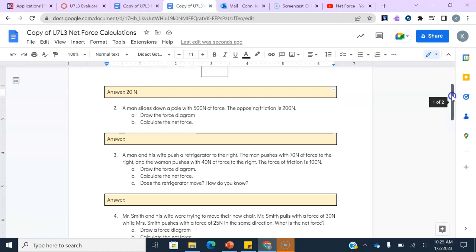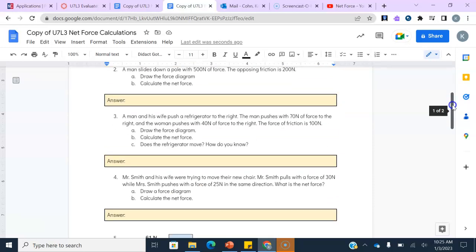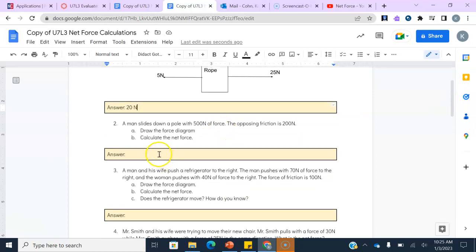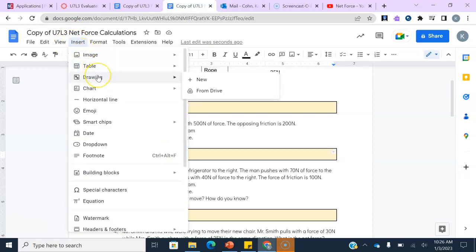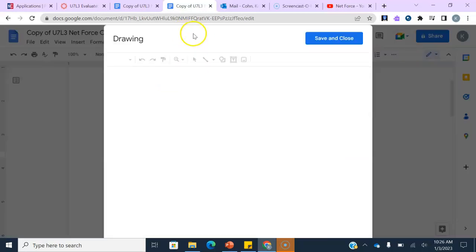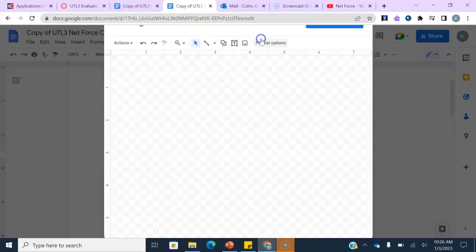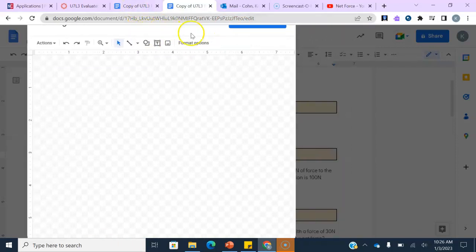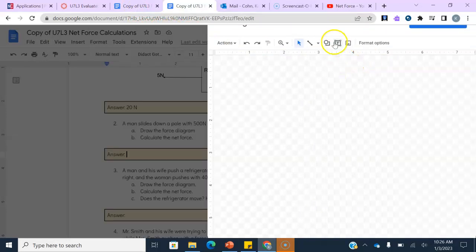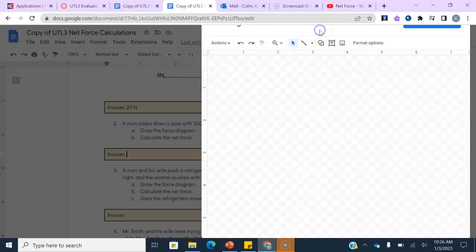So I'll do number 2 with you, and then you guys will do 3 and 4. So 2 says, a man slides down a pole with 500 newtons of force. The opposing friction is 200 newtons. Draw the force diagram and calculate the net force. So we're going to go to Insert, and we're going to go to drawing because you're going to have to draw your force diagrams from your Google Drive. I have 2 copies here just to make it a little bit easier to read everything. But I'll move this over.